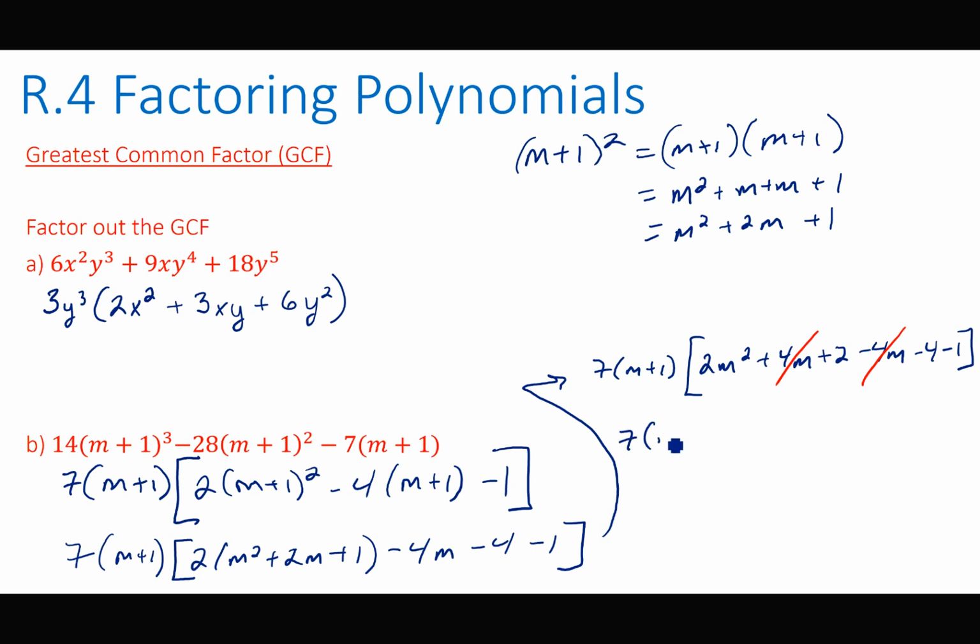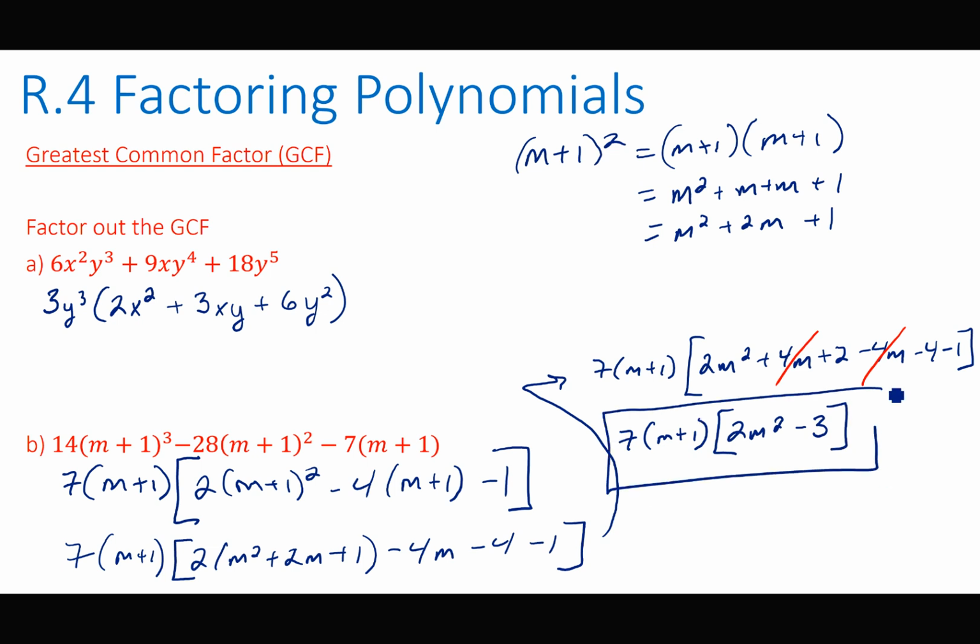So 7 times m plus 1. Let's use a bracket still. 2m squared. And then all I have is some constants. 2 minus 4 minus 1. So 2 minus 4 would be a negative 2, minus 1 would bring me to a negative 3. This is fully factored in this problem. But first we had to bring out that greatest common factor, which was 7 times m plus 1.